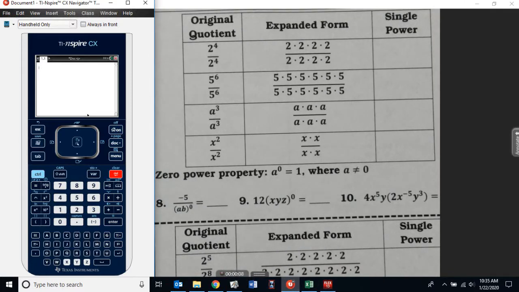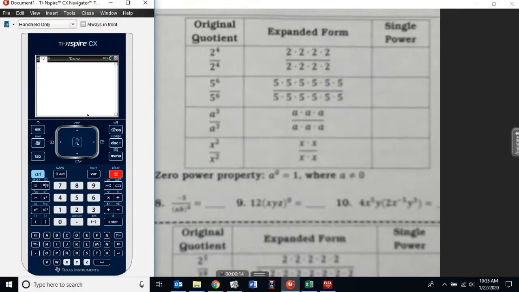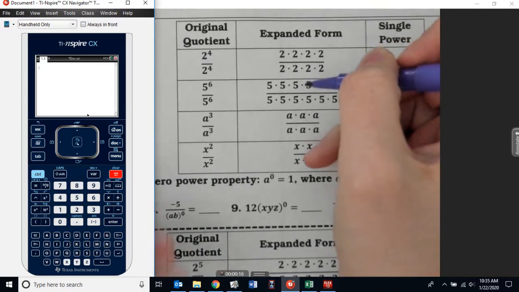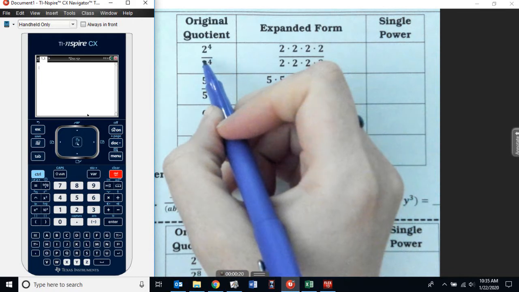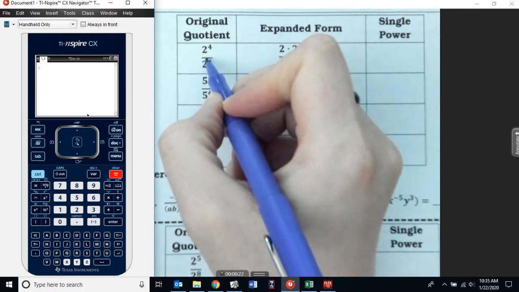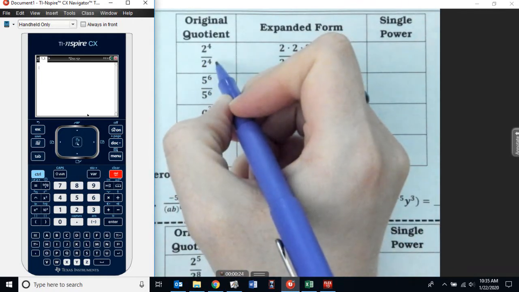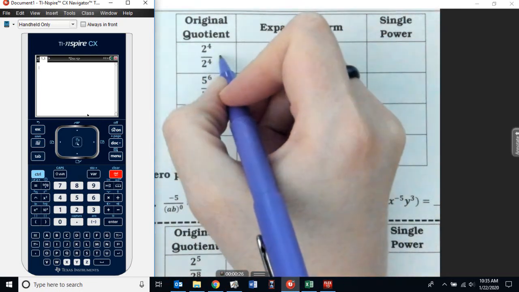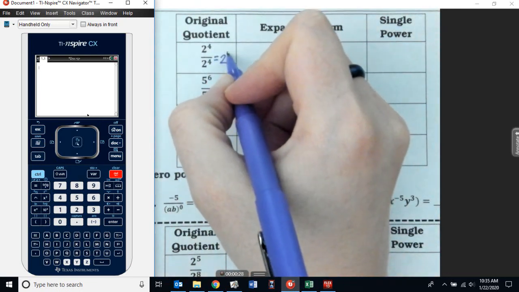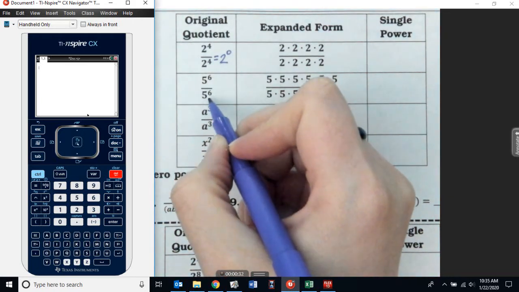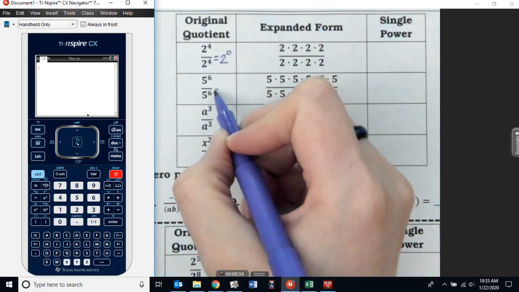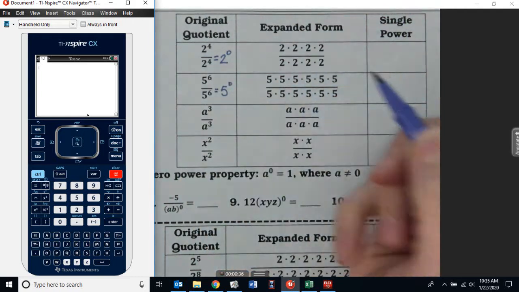Okay, there are two more rules that we haven't really talked about in detail yet for exponents. The first one is when we are dividing. We know the rule: if we are dividing the same base, we subtract the exponents. So 4 minus 4 is 0, so this would be 2 to the 0 power. And here, same thing: 5 to the 6, 5 to the 6. 6 minus 6 is 0, so it's 5 to the 0 power.